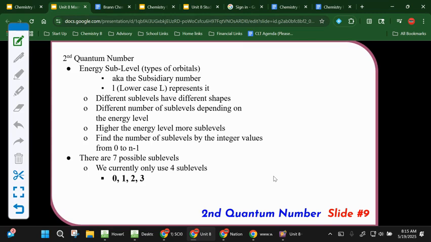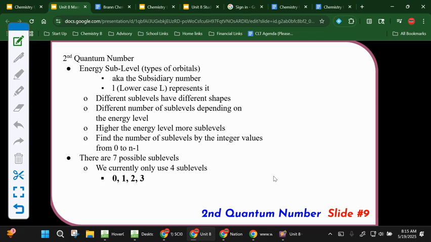How many do we have in the fourth? 4. How many do we have in the 6th? How many do we have in the 10th? 10. Whatever energy level you have, that is how many sublevels you would also have. Now, the fact is, ladies and gentlemen, that in the 4th energy level, the number is 4. So the values are 0, 1, 2, and 3. And our current periodic table does not need more than those sublevels. We do not have electrons that fill in anything bigger than the 4th sublevel.